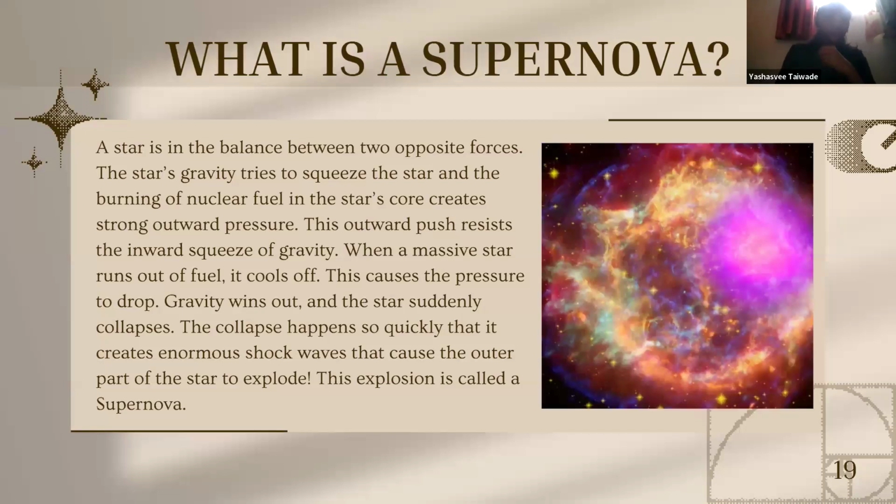But when a massive star runs out of fuel, it cools off. So this pressure in general reduces. This pressure drops, gravity wins, and the star suddenly collapses. And this collapse happens so quickly that it creates enormous shock waves that cause the outer part of the star to explode. And this explosion is what we call a supernova.